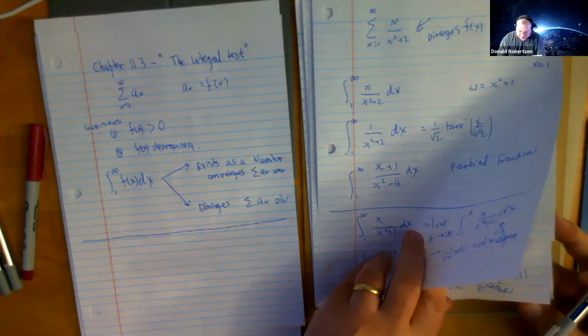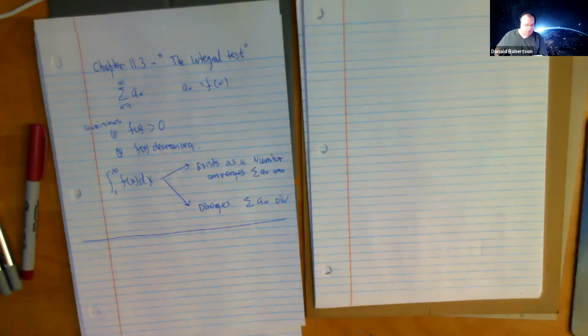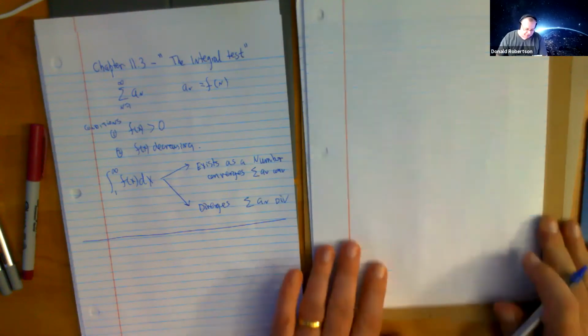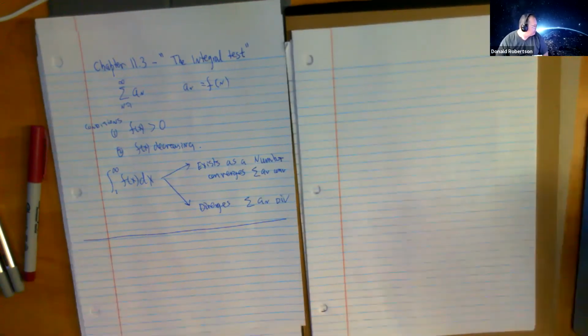So you integrate it from 1 to infinity. If you get a number, the series converges. If you get infinity, the series diverges. And that particular one was a u sub technique.